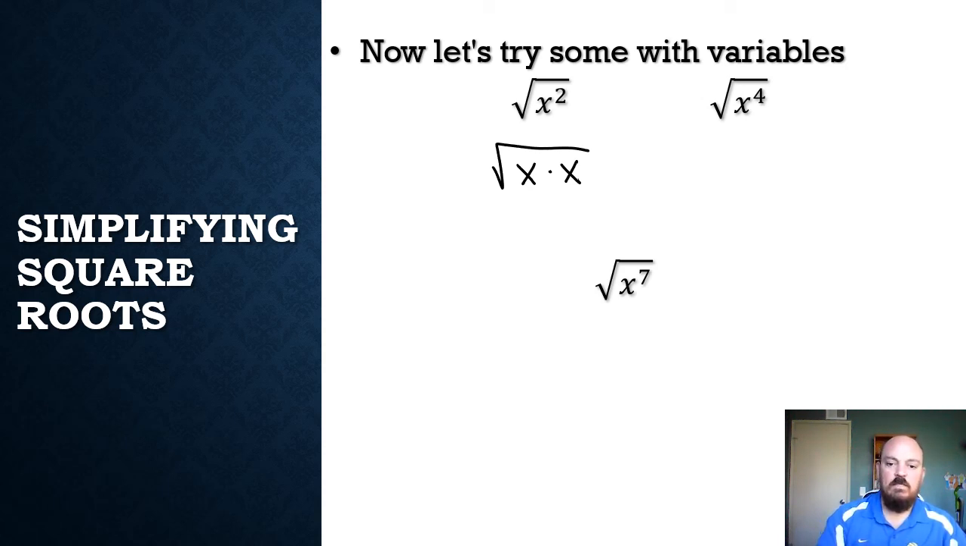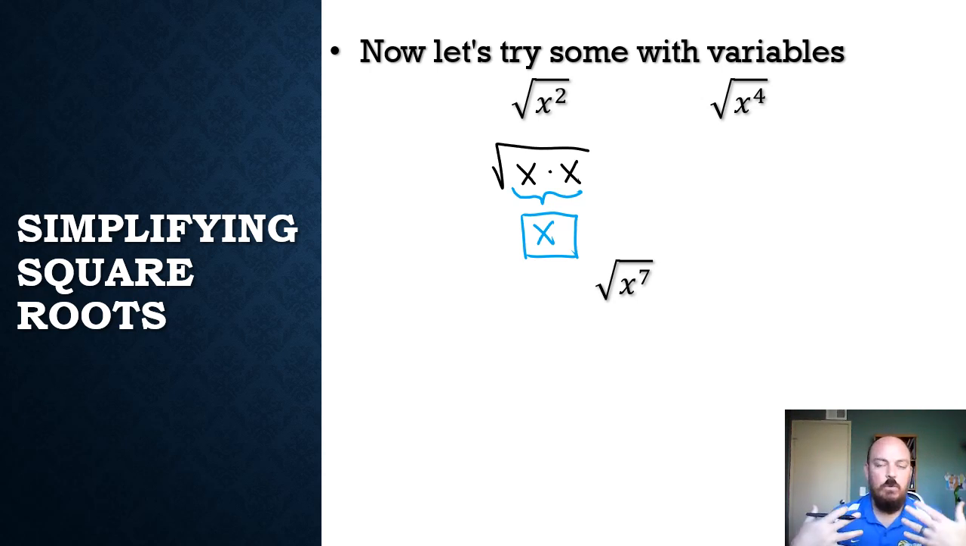So the rule was that every 2 of the same thing inside a square root, when you take the square root, turns into just one of them. So the answer to the square root of x squared is just x. And that makes sense because we've learned over the past week that square rooting and squaring are inverses anyways. They cancel each other out. So you should just end up with an x there.